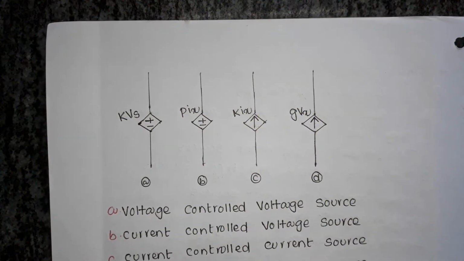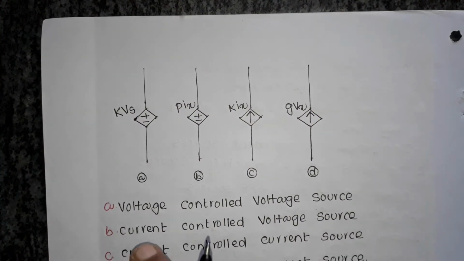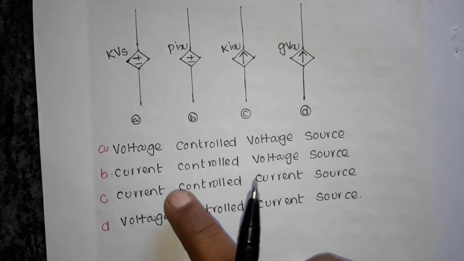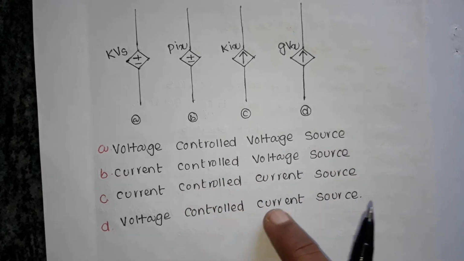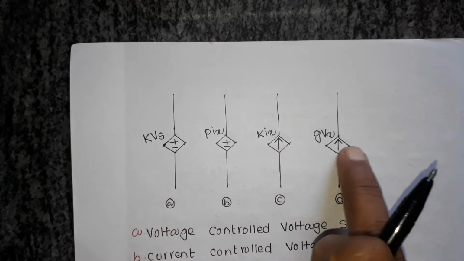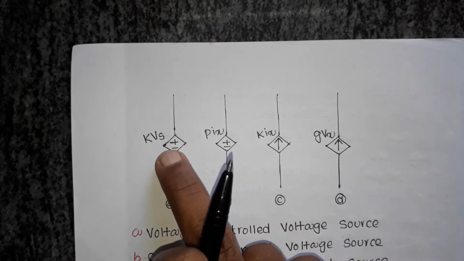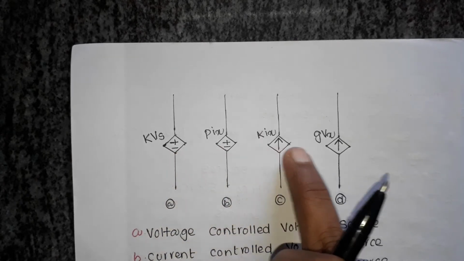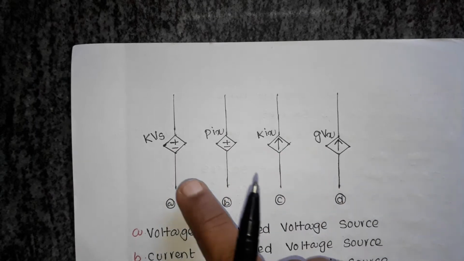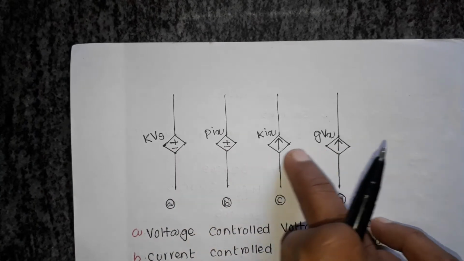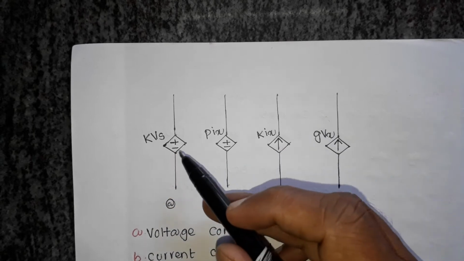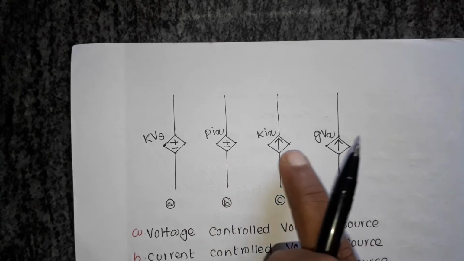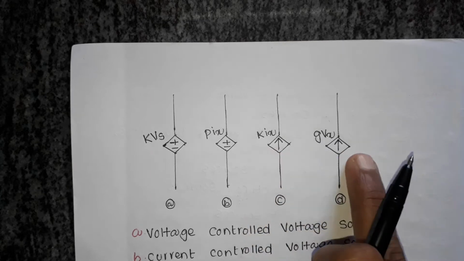Again, dependent sources are of four types: voltage controlled voltage source, current controlled voltage source, current controlled current source, and voltage controlled current source. This is the way of representing the dependent sources. Here it is in the form of a diamond shape. Inside there is a plus and minus, and here inside there is an arrow. So dependent sources are indicated with the diamond shape, and if inside there is plus and minus, they are voltage sources, and if inside there is an arrow, they are said to be current sources.